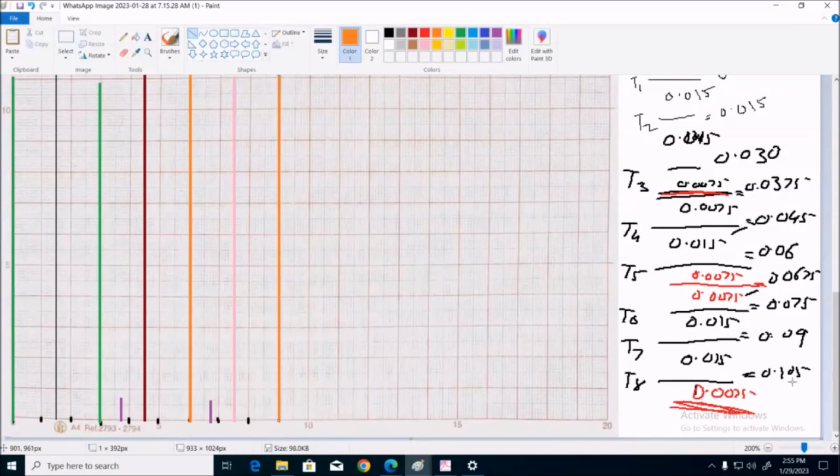9.9 and 8, 10.5. 10.5 is here. Okay. So this 10.5 is in between 10.